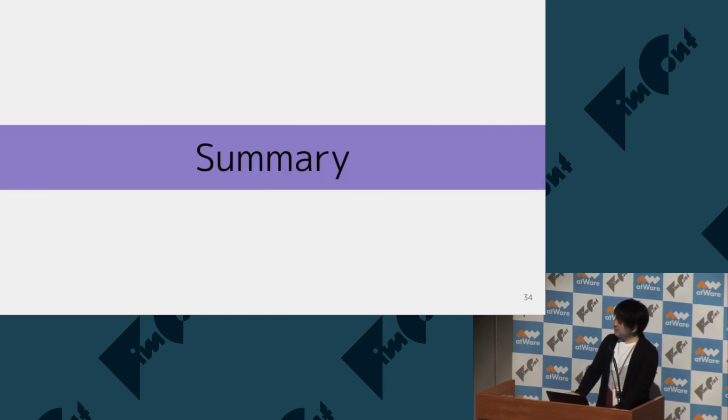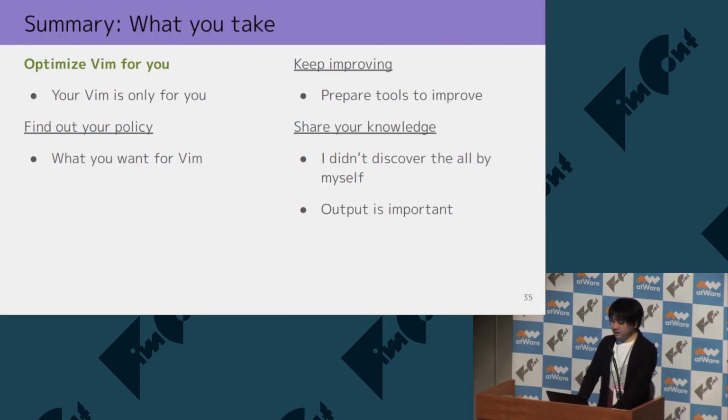Okay, I will summarize this talk. What I would like you to take away is optimizing Vim for yourself. Your Vim is only for you. So for optimizing, please find out your policy. It may be a part of what you want for Vim. Also, please keep improving and prepare tools to improve. And last, I recommend sharing your knowledge. I didn't discover everything I talked about today, so output is important. Let's talk about your Vim with your friends or your colleagues.